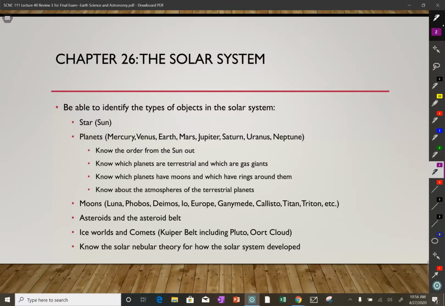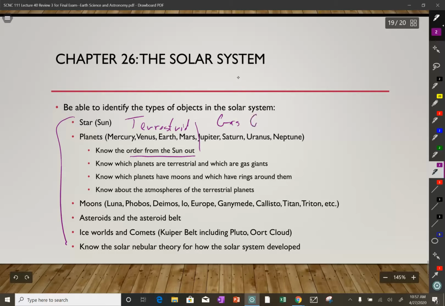The solar system, we talked about the solar system and astronomy. You should know all these things that are in the solar system. So make sure that you know the order of the planets from the sun out. Almost certainly I'm going to ask you that. Know which planets are terrestrial. These ones are terrestrial. And know where the gas giants are. These are the gas giants.